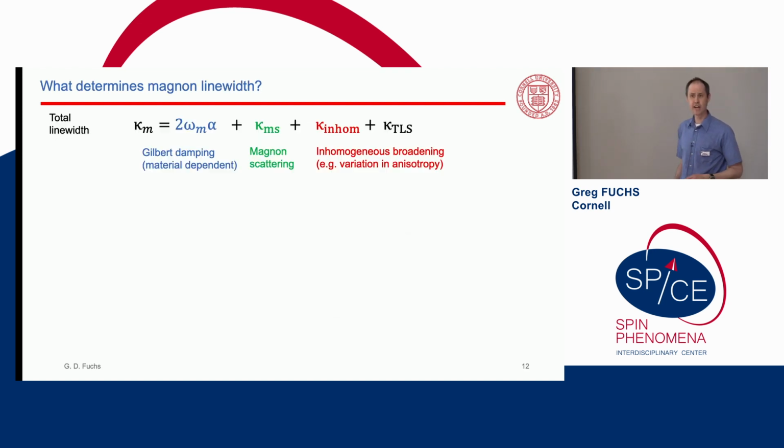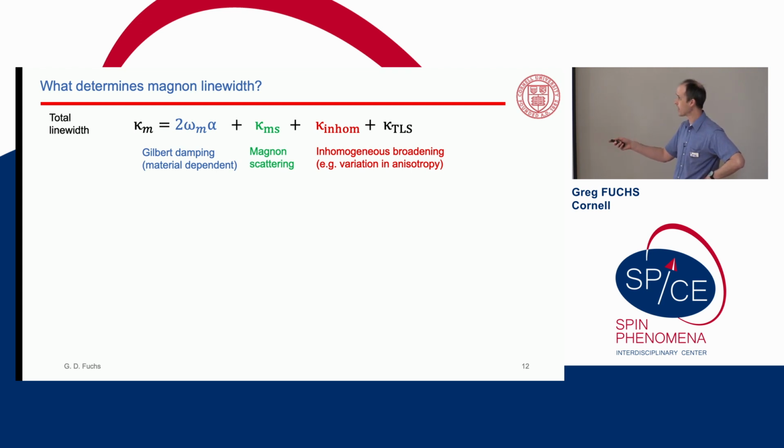So let's talk about that line width and understand a little bit more carefully where it's coming from. So this is the way I would like to present this. This is your total line width, which is what you care about at the end of the day, and it can have many different contributions. So first of all, there's what we think of as the intrinsic Gilbert damping, which in principle should be material dependent, but for a magnetic insulator, we don't really know where this comes from, and we don't really know its temperature dependence in detail. Then there's magnon scattering processes that can degrade the line width.